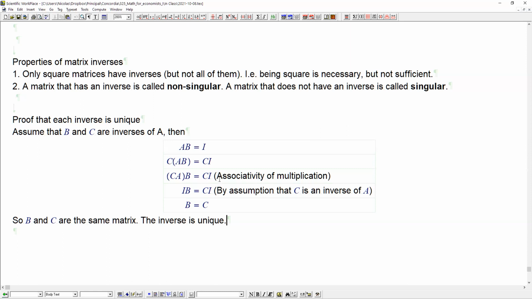And step by step, it's nice if you say, oh, I'm allowed to do this step because I'm here applying some property I know. So here, for instance, C times AB, I know that it's equal to CA times B because of associativity of matrix multiplication, which we have seen in class. Now, I'm not a mathematician.